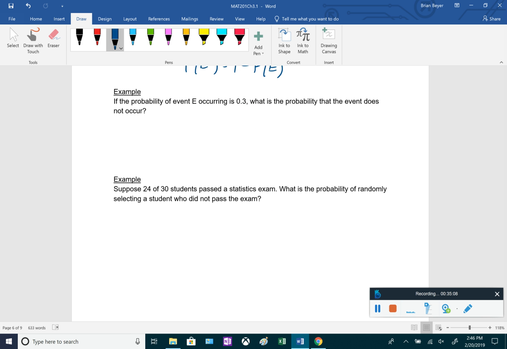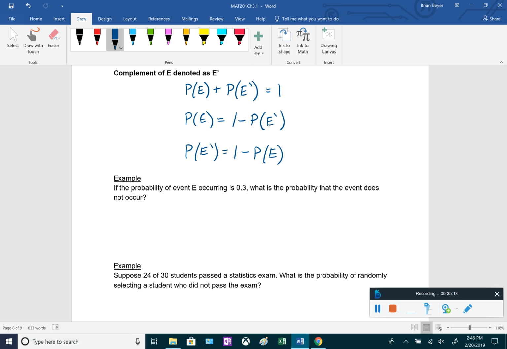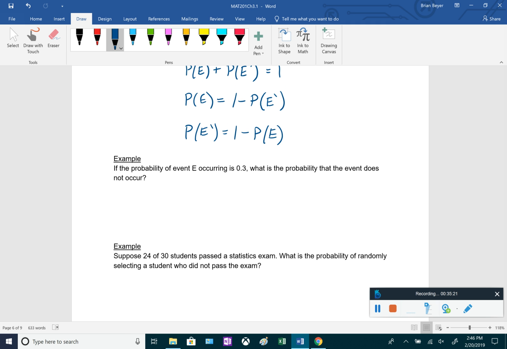So let's do two little examples here, and I think it's the last page. Okay, so first example: if the probability of event E occurring is 0.3, what's the probability that the event does not occur? Hopefully it's not too difficult here. So we have the probability of event E is 0.3, and we're looking for the probability of E complement, right?